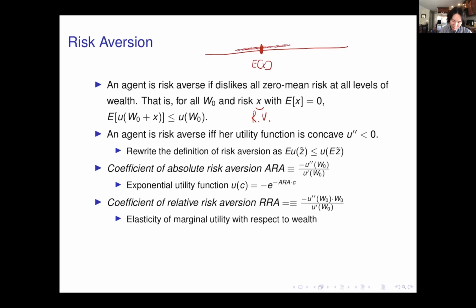Now the investor, the agent, doesn't like it. The agent has the current wealth W, and then the agent is going to have a mean zero payoff. So on average, X is going to be zero, but if things are good, X is going to be $100. When things are bad, X is going to be negative $100.